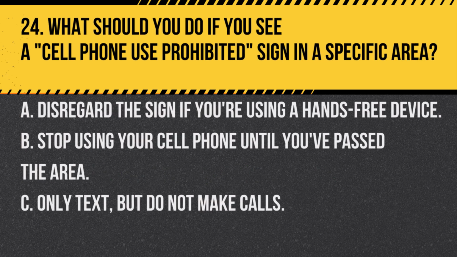Question 24. What should you do if you see a cell phone use prohibited sign in a specific area? A. Disregard the sign if you're using a hands-free device. B. Stop using your cell phone until you've passed the area. C. Only text, but do not make calls. Answer. B. Stop using your cell phone until you've passed the area. Such signs typically indicate zones where cell phone use could be particularly hazardous.